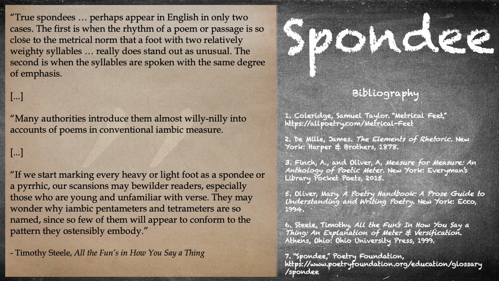True spondees perhaps appear in English in only two cases. The first is when the rhythm of a poem or passage is so close to the metrical norm that a foot with two relatively weighty syllables really does stand out as unusual. The second is when the syllables are spoken with the same degree of emphasis. Many authorities introduce them almost willy-nilly into accounts of poems in conventional iambic measure.